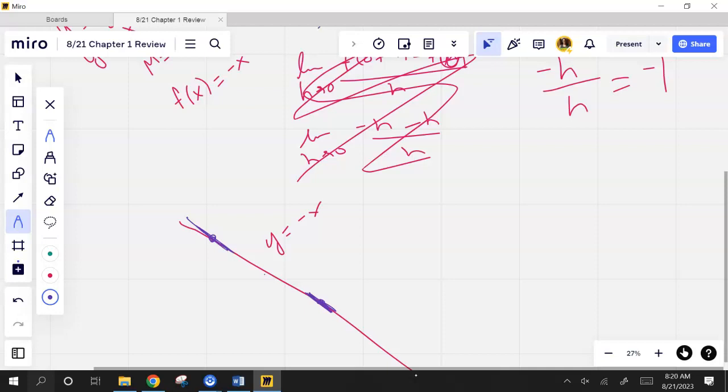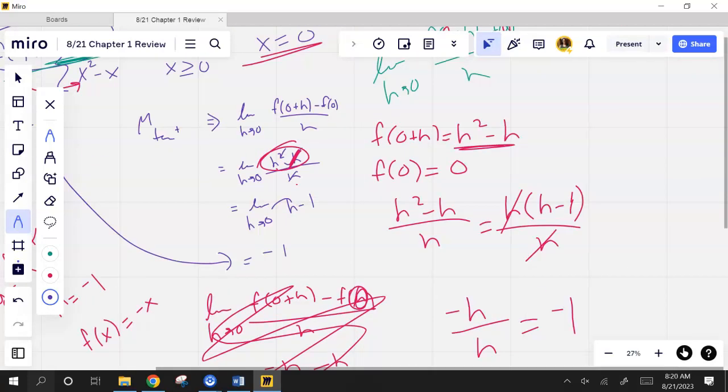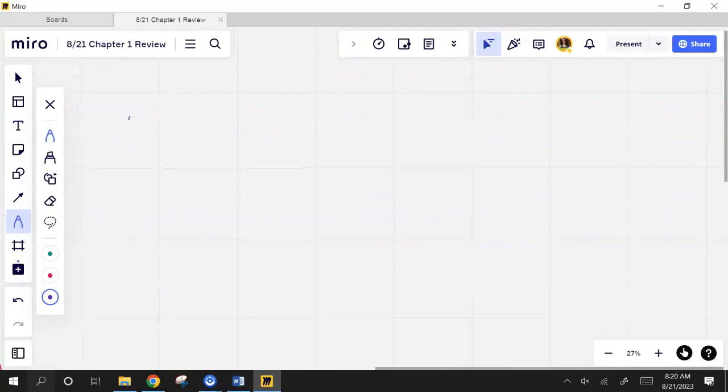21. All right. Find the slope of the curve at x equals a. 21. So again, I'm going to do limit as h goes to 0. What am I doing? At x equals a.